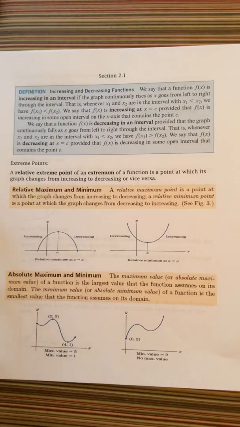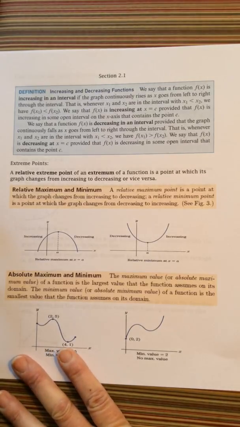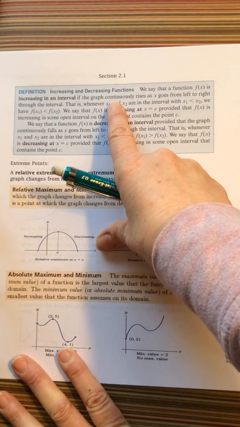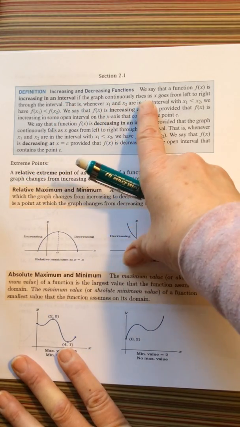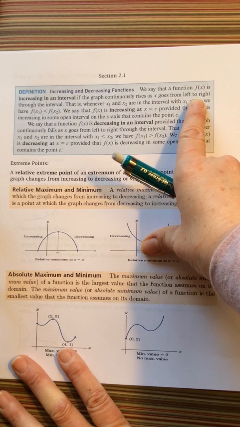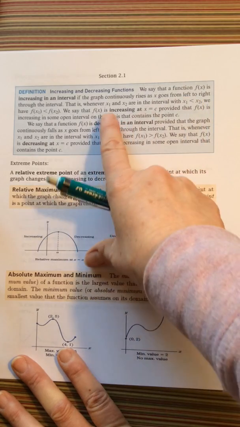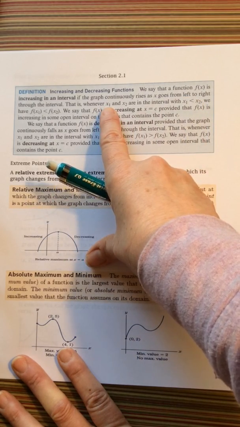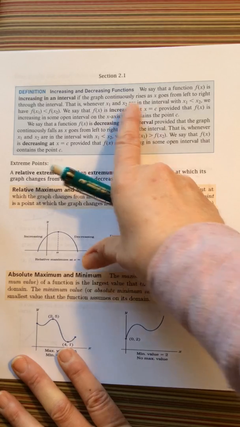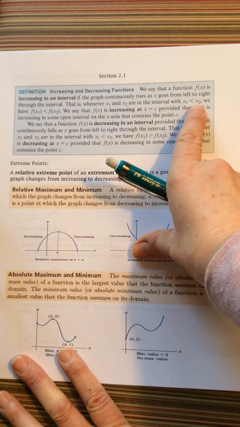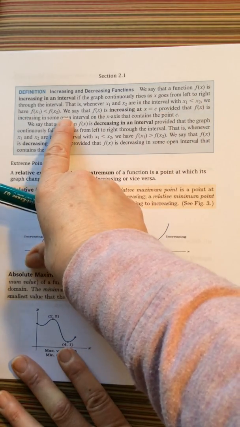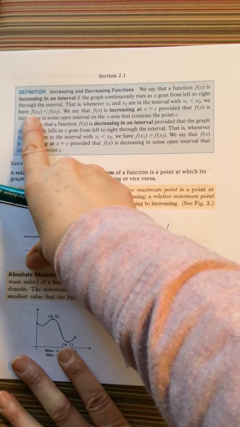So when a function is increasing on a certain interval, that's happening because it is rising as x goes from left to right throughout the interval. That means whenever you go from a value x sub 1 to x sub 2, where x sub 2 is greater, the function does the same thing. The function value at x sub 2 is also greater.